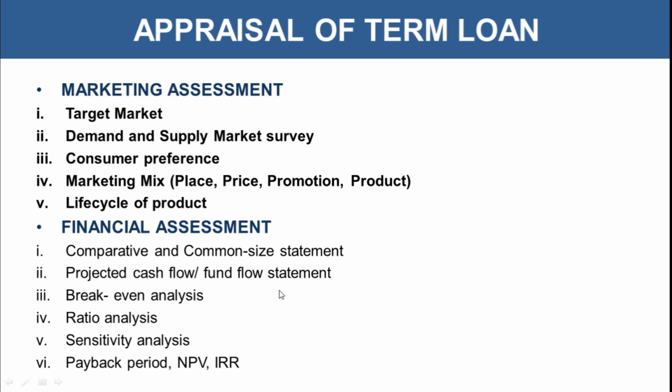Finally comes the financial assessment. So financial assessment becomes necessary to get an overall idea of the financial position of the business in terms of its profitability, its revenue, its capital structure, the cash flows, etc. Some of the tools which could be used are comparative and common size statements. Comparative and common size statements basically analyze the balance sheet and income statement, which gives an idea about assets and liabilities and profit and loss of the company over a period of time.